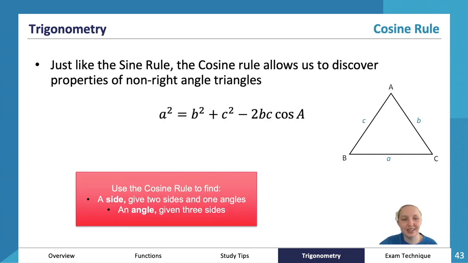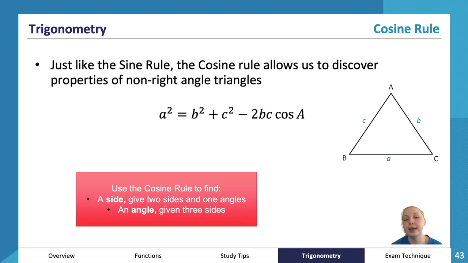Next is the cosine rule. So, just like your sine rule, the cosine rule allows us to discover properties of non-right angle triangles, and it uses the same sort of triangle, with your angles being represented by your capital letters and sides being represented by lowercase letters. So, our cosine rule is a squared equals b squared plus c squared minus 2 times b times c times cos A.